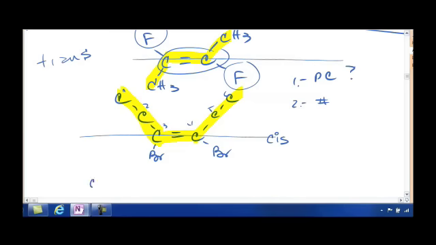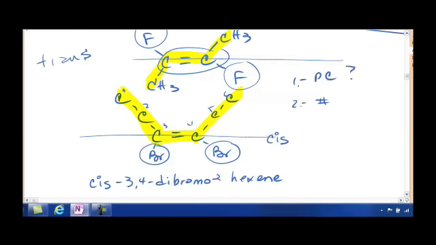So its name is cis what? 3,4-dibromo. What's wrong with hexene? It's almost right. I'm missing 3. Thank you. You need to position the double bond. The double bond could be anywhere, so you need to tell me where the double bond is. And it happens to be between carbons 3 and 4. So it's cis-3,4-dibromo-3-hexene.